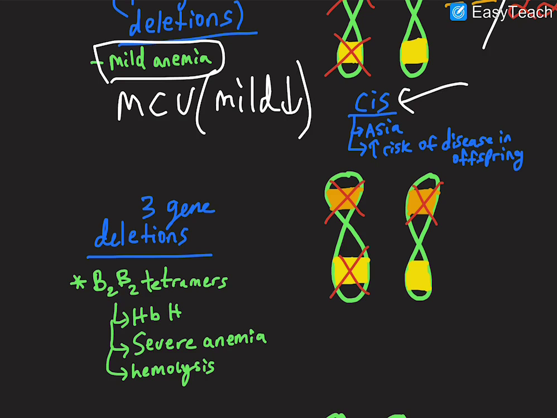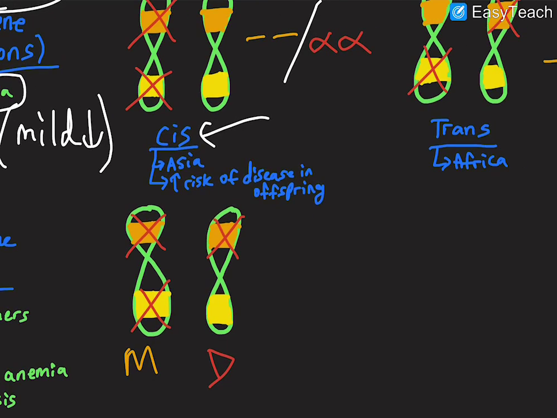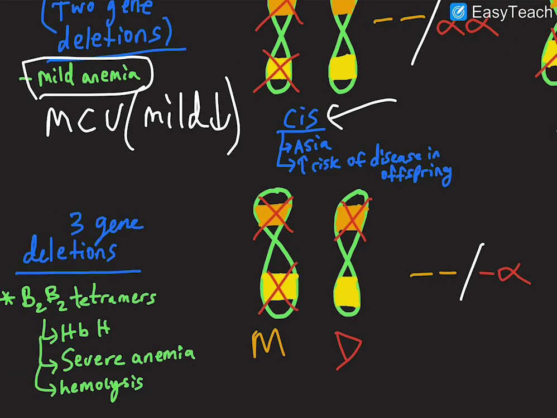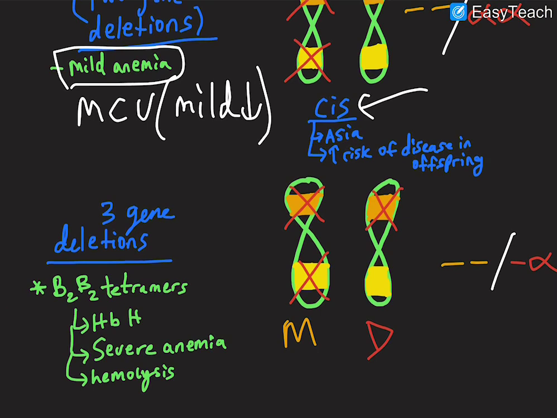So if we again said that this was the mom's chromosome in orange, and this was the dad's chromosome in red, and we drew the genotype notation for that, we would see both alpha genes deleted for mom, and then one alpha gene deleted for dad. So then that'd be like that and like that. So three genes deleted though. This is severe now.